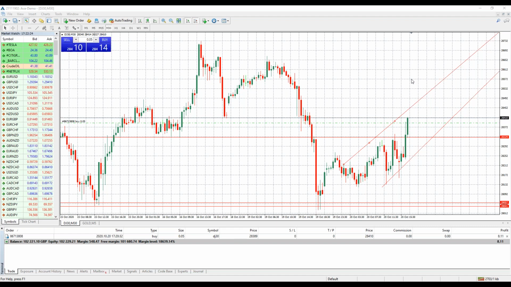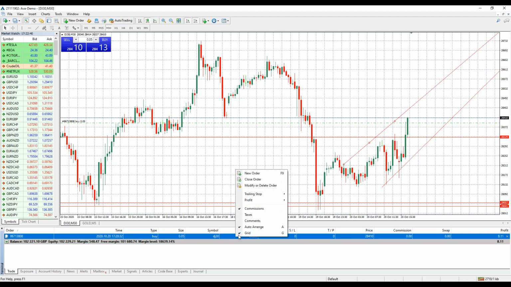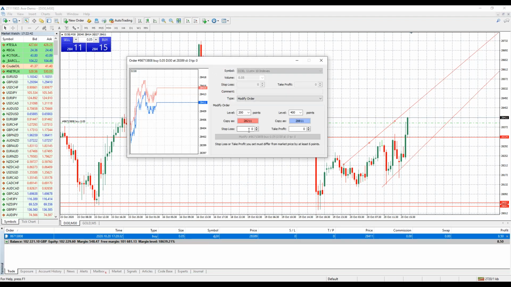Okay, so if it's a true breakthrough, we might put our stop loss just below the support because it shouldn't go back below if this is a real breakthrough. So stop loss might be 28,290 or 292.